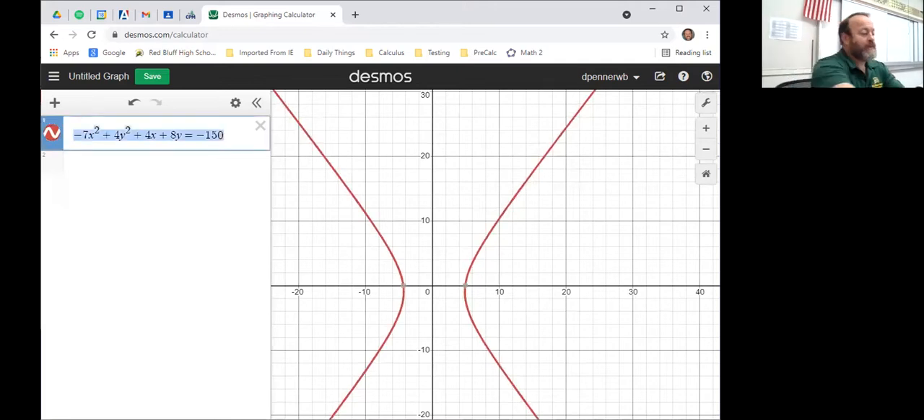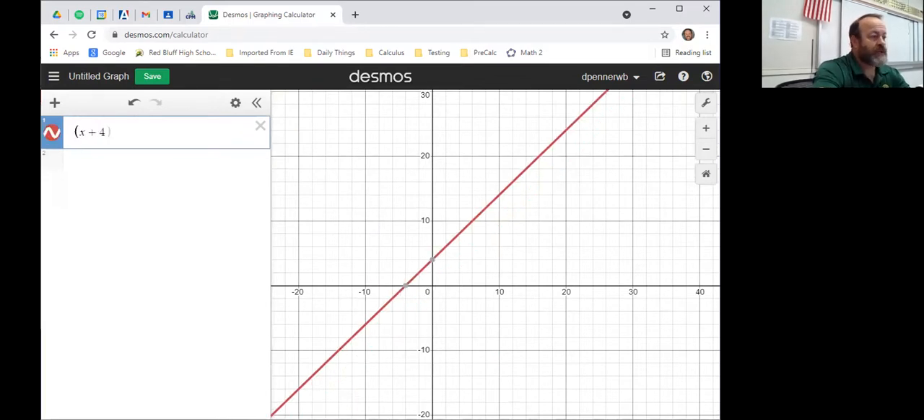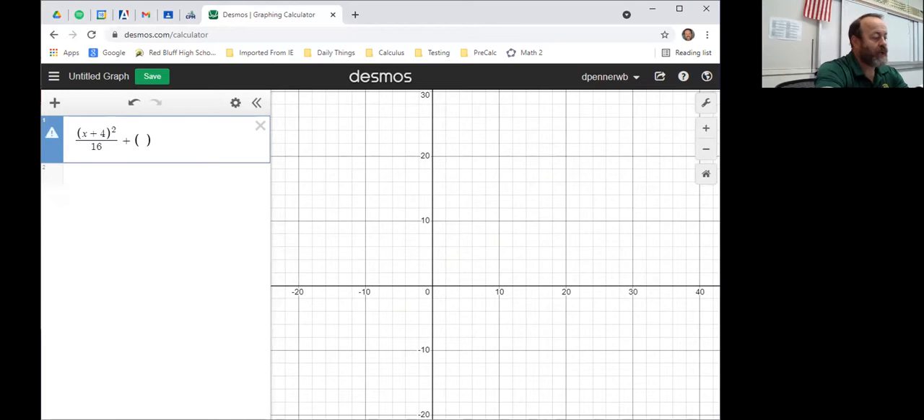So recalling back in time to what we did recently with the ellipse, if we started off with, say, (x + 4)² divided by 16, and maybe (y − 1)² over 25 equals 1.